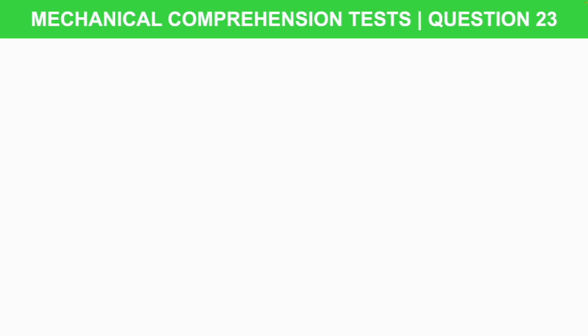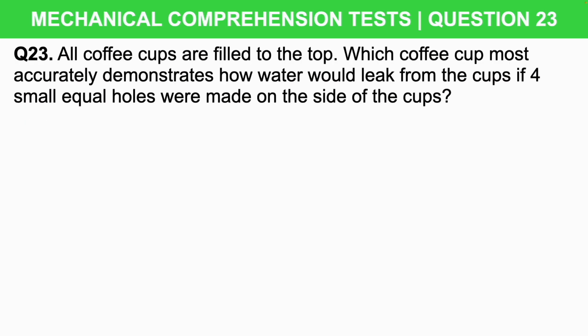Here we go. Question 23 is, all coffee cups are filled to the top. Which coffee cup most accurately demonstrates how water would leak from the cups if 4 small equal holes were made on the sides of the cups?